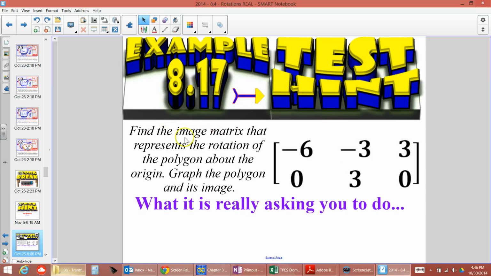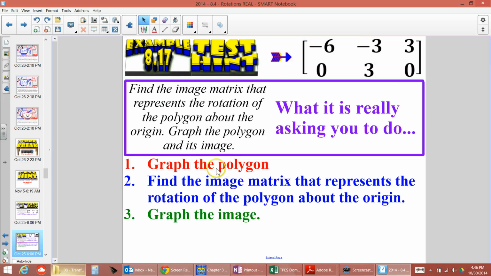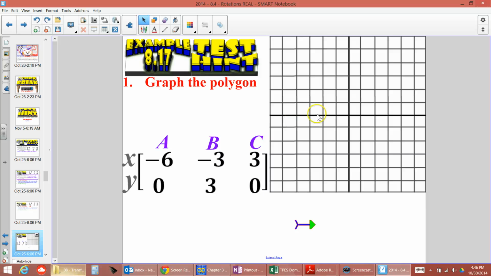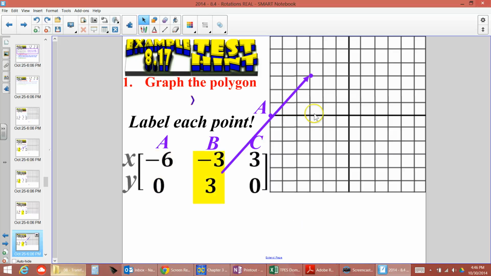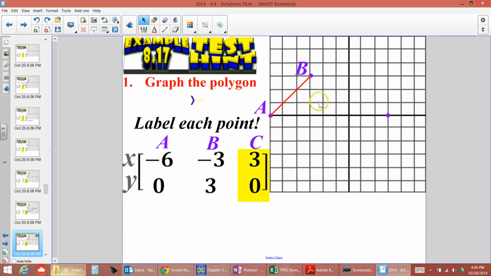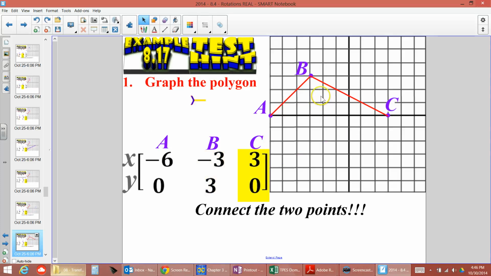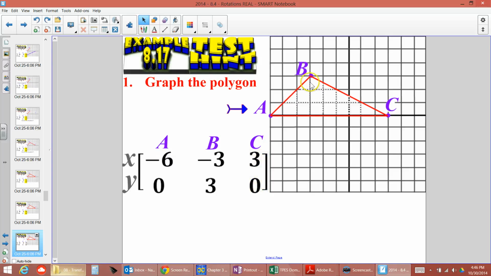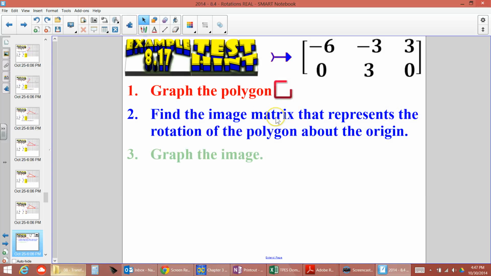Find the image matrix that represents the rotation of the polygon about the origin. Graph the polygon and its image. Notice, graph the polygon and its image. It really wants you to just graph the points. So first we graph negative 6, 0, negative 3, 3, and 3, 0. Connect the dots. All right. First step, graph the polygon. One problem, 1 point.